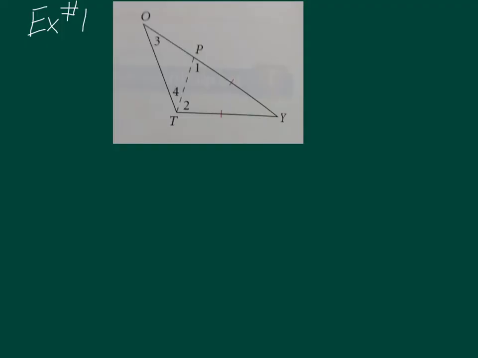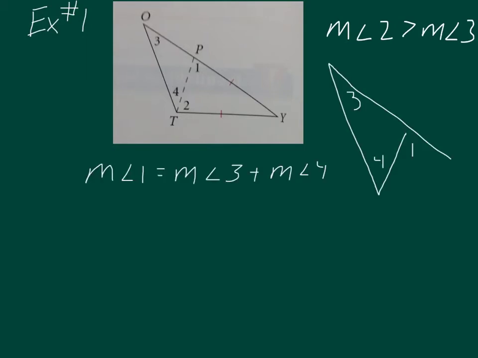In example 1, we are asked to try to figure out why the measure of angle 2 is greater than the measure of angle 3. Please pause the video while you try to figure this out. The triangle exterior angle theorem tells us the exterior angle is equal to the sum of the two remote interior angles. So the measure of angle 1 has to equal the measure of angle 3 plus the measure of angle 4. So the measure of angle 1 has to be greater than the measure of angle 3, and the measure of angle 1 has to be greater than the measure of angle 4.